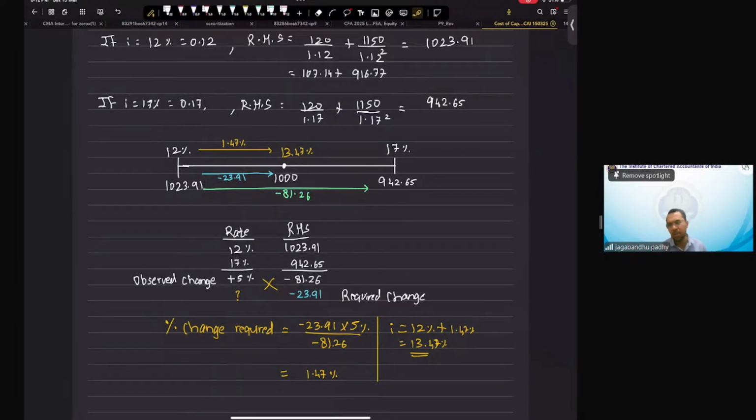At 13.47, it gives 998.9. Yeah, Bhumika, there will be some errors. There will be some small, slight error because of rounding up and other aspects. But that's the best way which you can calculate.